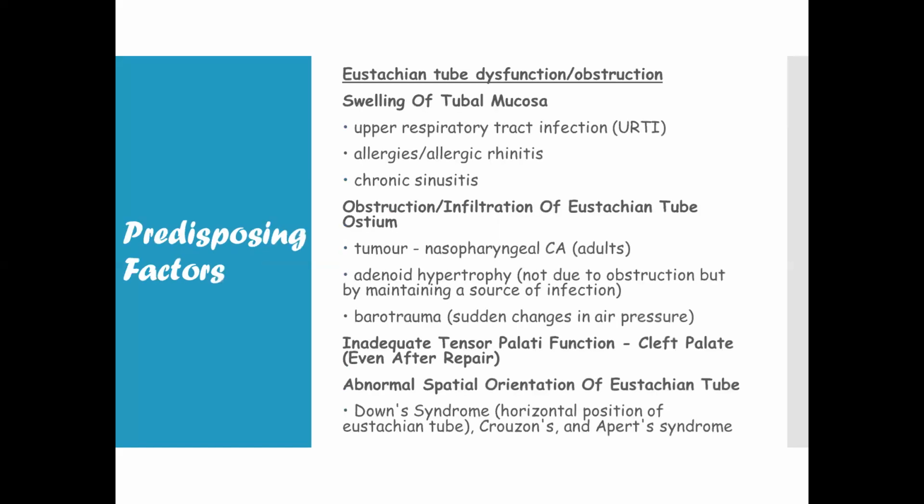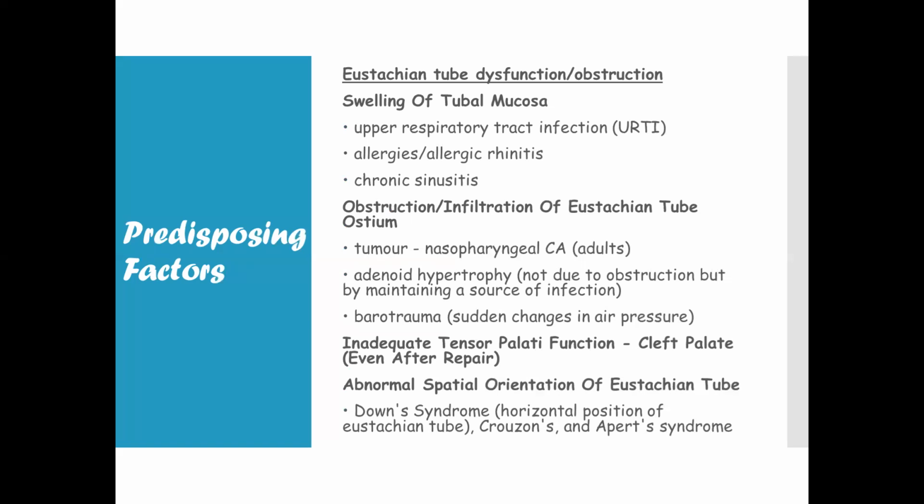So what are the predisposing factors? The first thing we need to look at is eustachian tube dysfunction or obstruction. This can be due to swelling of the tubal mucosa. What leads to swelling of the tubal mucosa? It may be due to upper respiratory tract infection, allergies, allergic rhinitis, or chronic sinusitis. Another cause of eustachian tube dysfunction is obstruction or infiltration of the eustachian tube ostium.